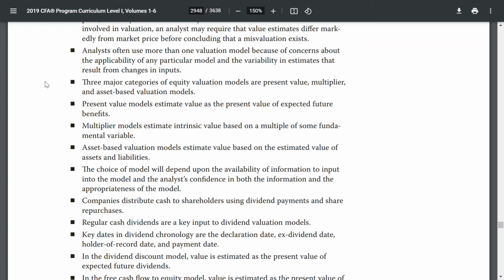Applicability. I love that word, applicability. Yo, my name is applicability.